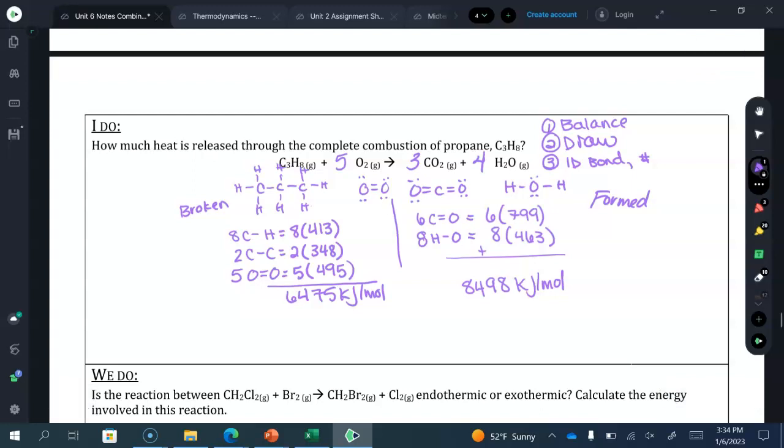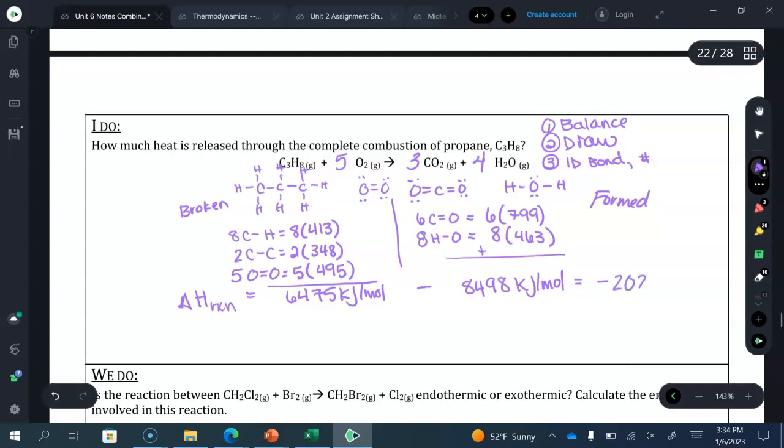Okay. So since delta H of the reaction is equal to bonds broken minus the bonds formed, we can subtract these two and get our final answer. And when you do that, you should get negative 2,023 kilojoules per mole. And it is just ironic that it is for this school year that I'm recording this, and it's 2023. But this is our final answer.